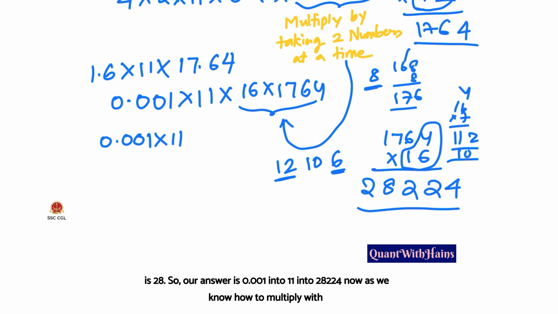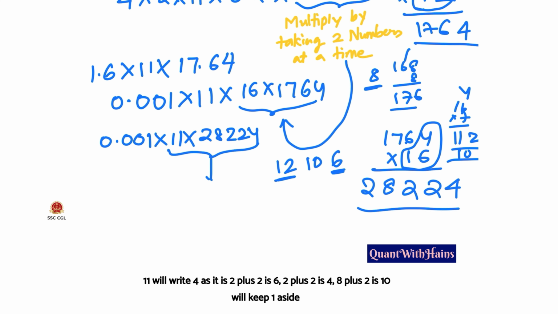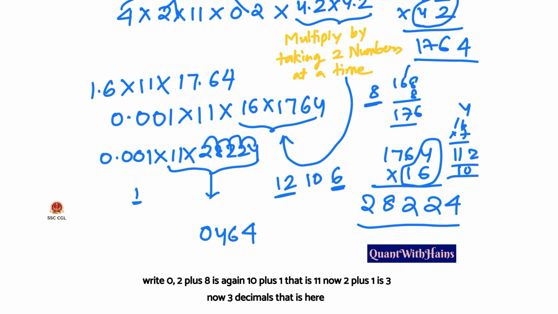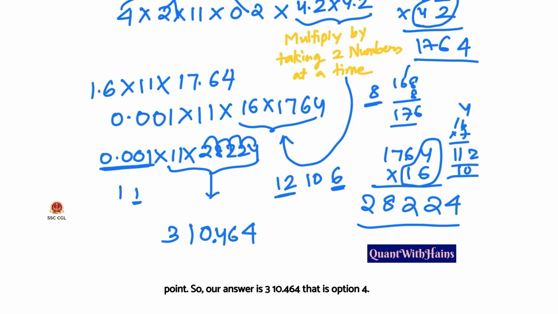0.001 into 11 into 28224. Now as we know how to multiply with 11, we will write 4 as it is. 2 plus 2 is 4, 2 plus 2 is 4, 8 plus 2 is 10. We will keep 1 aside, write 0. 2 plus 8 is again 10 plus 1, that is 11. Now 2 plus 1 is 3. Now 3 decimals, that is here, point. So our answer is 310.464.